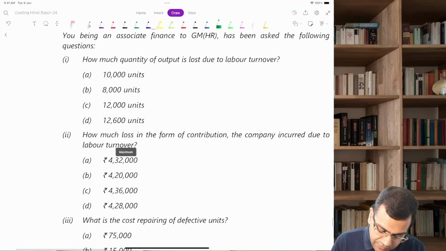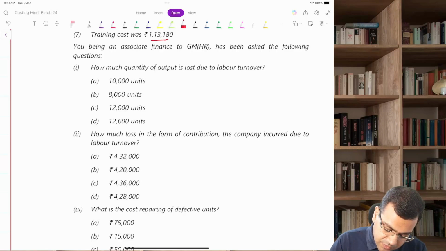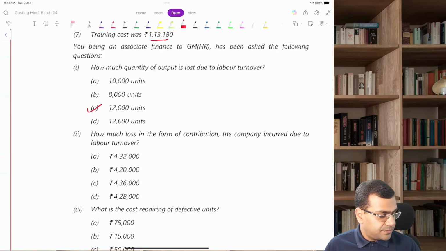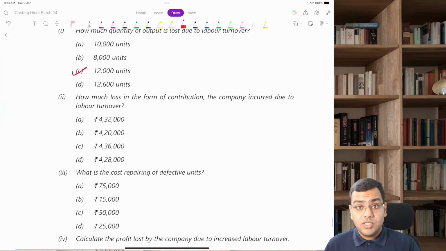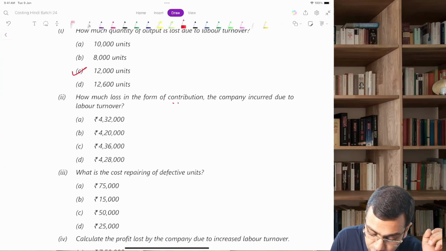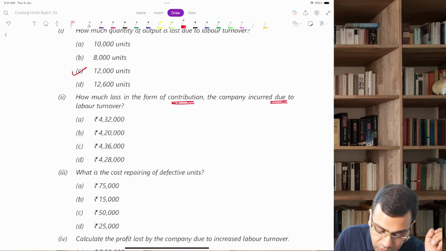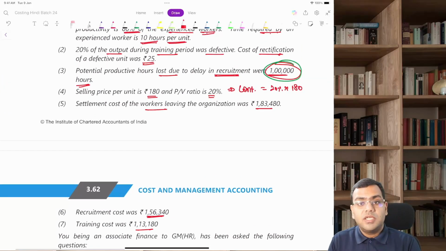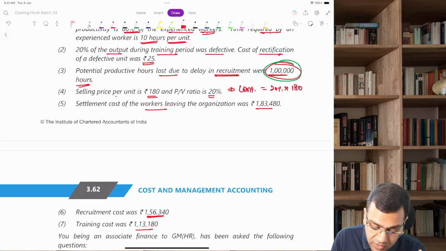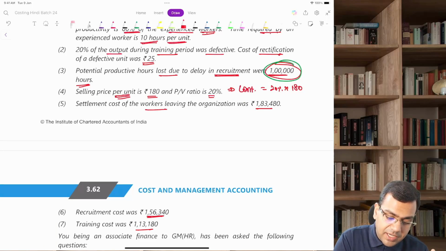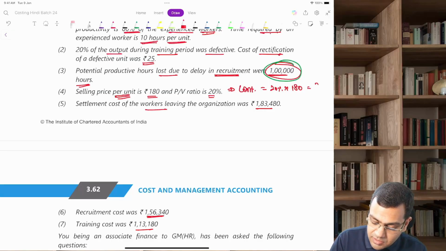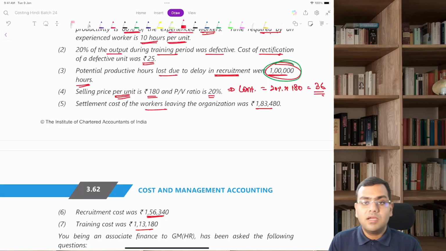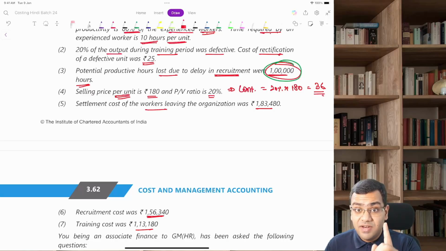So the answer here will be 12,000 units. That is option C. Is that clear? Next one. How much loss in the form of contribution the company incurred due to the labor turnover? Now, what is the contribution? The contribution here says for every 1 unit, your contribution is how much? That is 180 and 20% of it is 36 rupees. The company is earning a contribution of 36 rupees for every 1 unit.